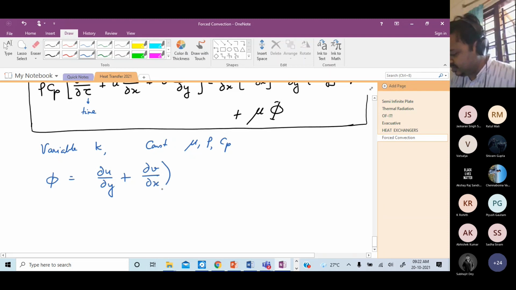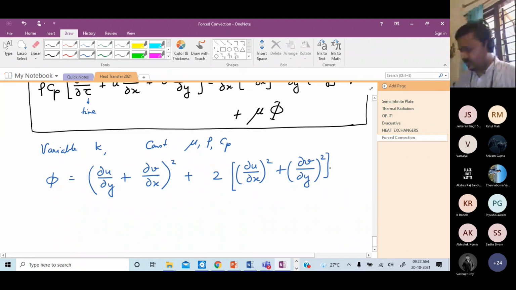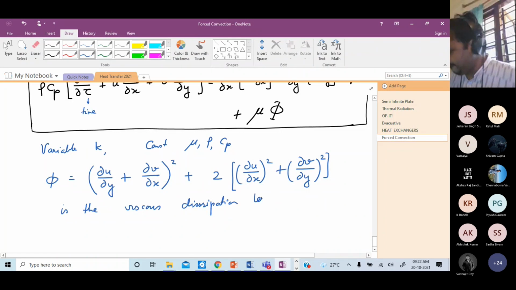Not always very easy to remember these. This whole squared minus plus 2, now it's this thing here, del u del x squared plus del v del y squared. This is known as the viscous dissipation term. Viscous dissipation function, actually mu phi is the term. So the viscous dissipation function.